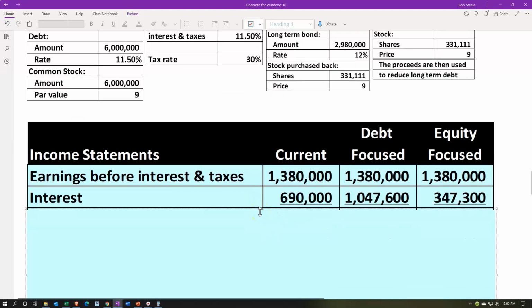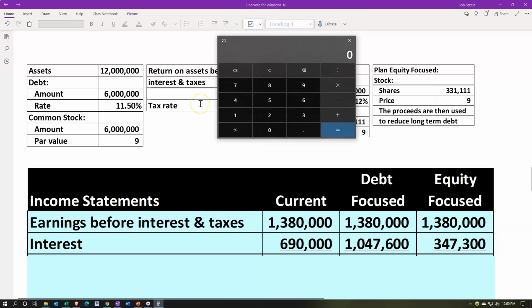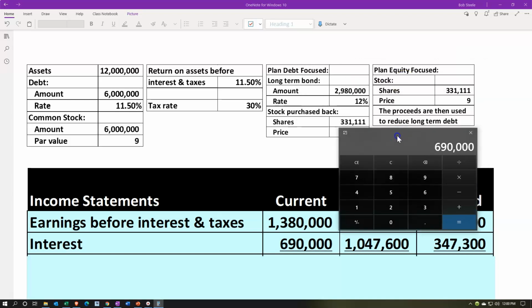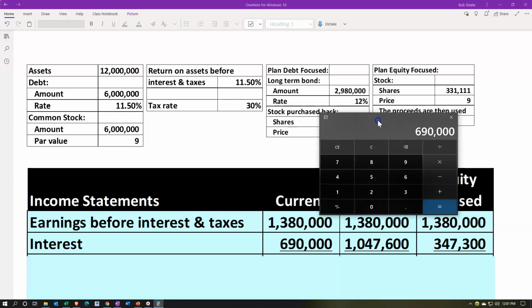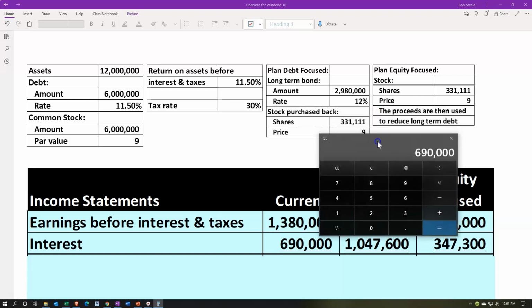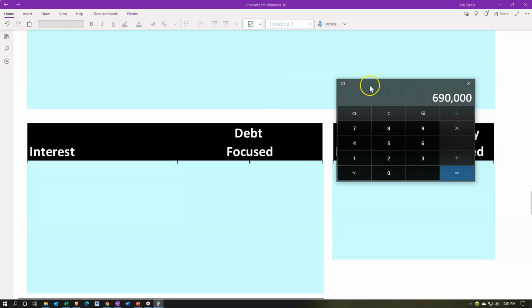So then, the interest is where it's going to change between the plans. Currently, we have debt outstanding of 6 million at a rate of 11.5%. So we're going to take the 6 million times 0.115. There could be rounding involved here, but not this time. So that's going to be the 690,000. Now on the debt plan, we're going to take out more debt. We said we're going to issue bonds of this amount at this interest rate, and we're going to use that to purchase back stock. So we're going to have more debt, and so more interest involved here.